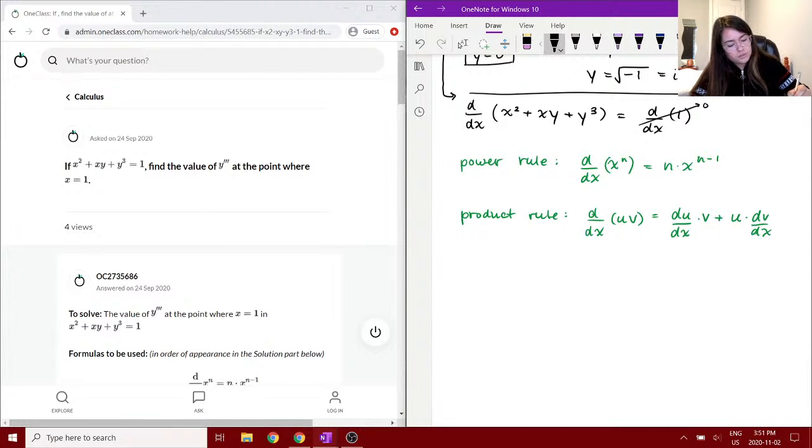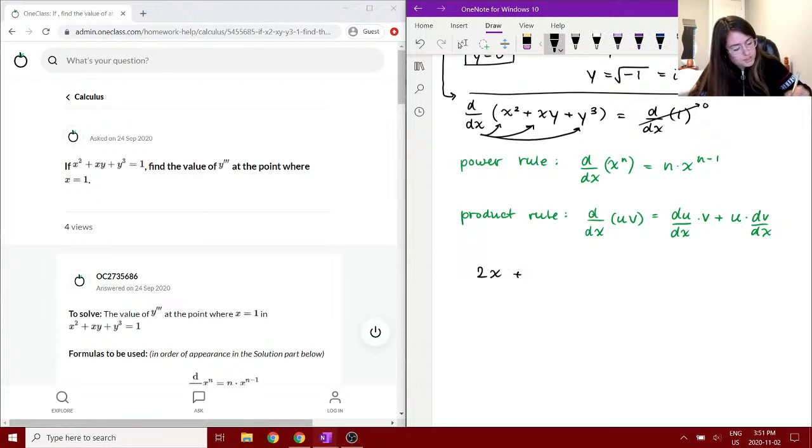So back to the derivative of the equation. We're going to do each term individually. First we have the derivative of x squared. Using the power rule, we can see that it's 2 times x to the n minus 1. In this case, it's 2 minus 1, so you have x to the 1, or just x.